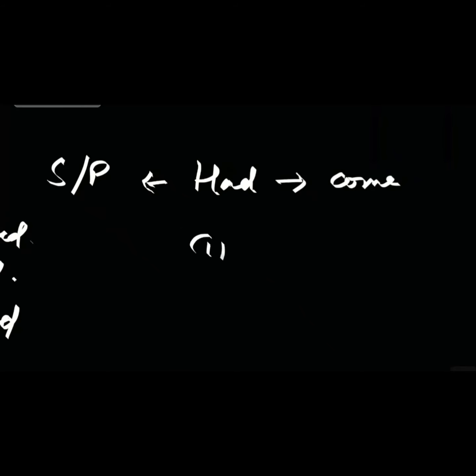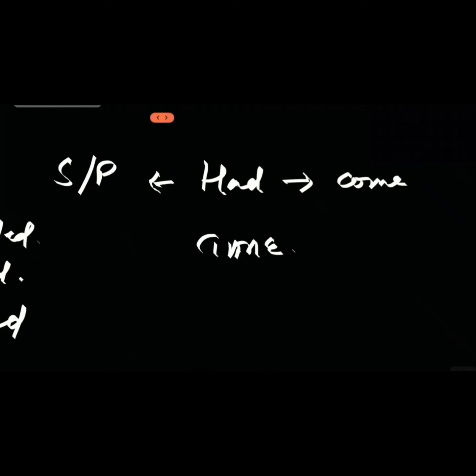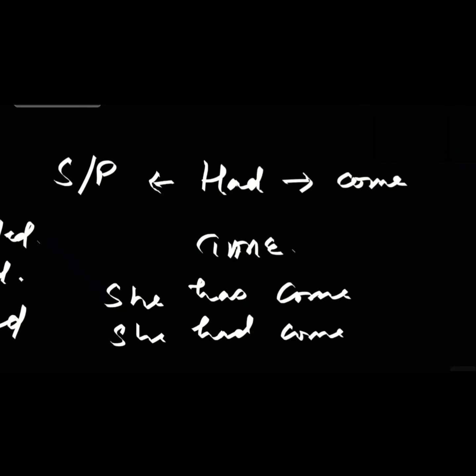Now the difference between has and had. For example, she has come, she had come. With has come, the action has already taken place, but it just happened, maybe 30 seconds ago, maybe 2 seconds ago, or maybe 1 second ago. With had, the action happened at a certain, particular point of time in the past.